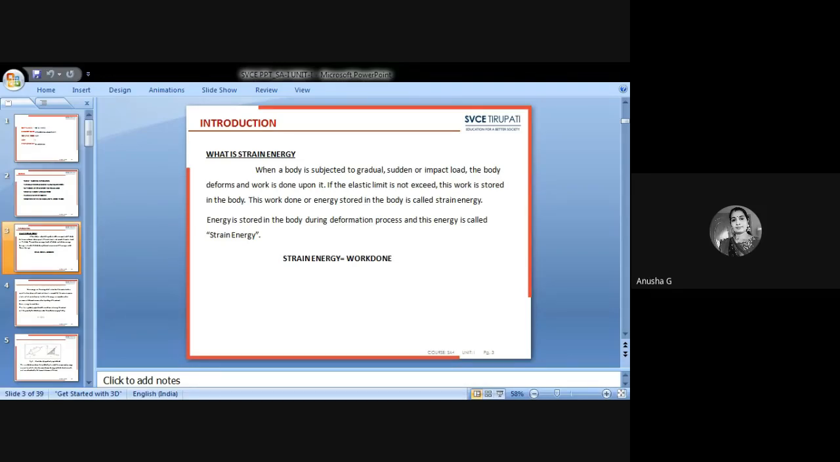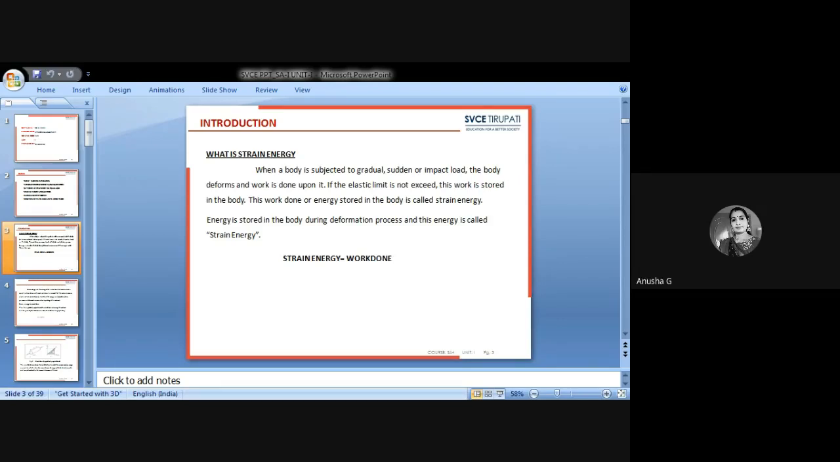Next point. Same as what we see in the definition, strain energy depends upon the applied load. That applied load varies into three types. First one is the gradually applied load, second one is the suddenly applied load, and third one is the impact load. I have to write the definition; whatever you observe on the screen, the definition is useful.